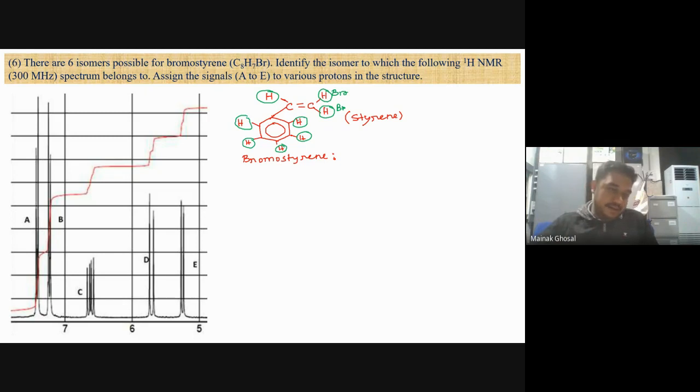Now you are given some NMR data from which you need to know which isomer is here. Drawing 6 isomers is very difficult here, so I'm just writing in a simpler way so that you will be able to understand. So here, what is happening?